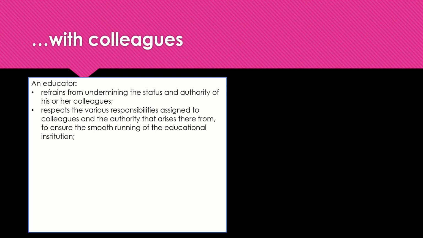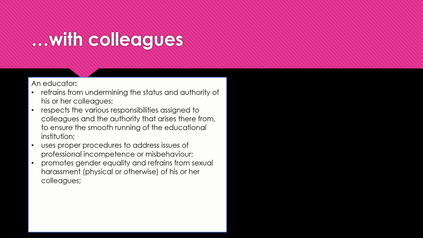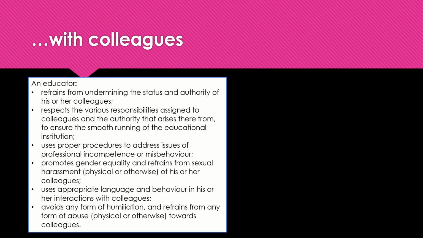Moving on, the next section relates to how teachers should interact with his or her colleagues. It says that an educator refrains from undermining the status and authority of their colleagues, respects various responsibilities assigned to those colleagues and the authority that arises from that to ensure the smooth running of the school, uses proper procedures to address issues of professional incompetence or misbehavior, promotes gender equality and refrains from sexual harassment, physical or otherwise, of his or her colleagues, uses appropriate language and behavior in interactions with colleagues, and avoids any form of humiliation or abuse towards colleagues.